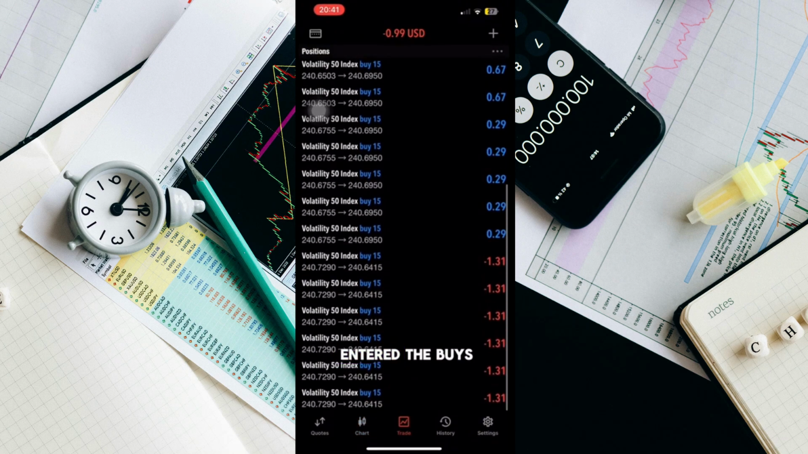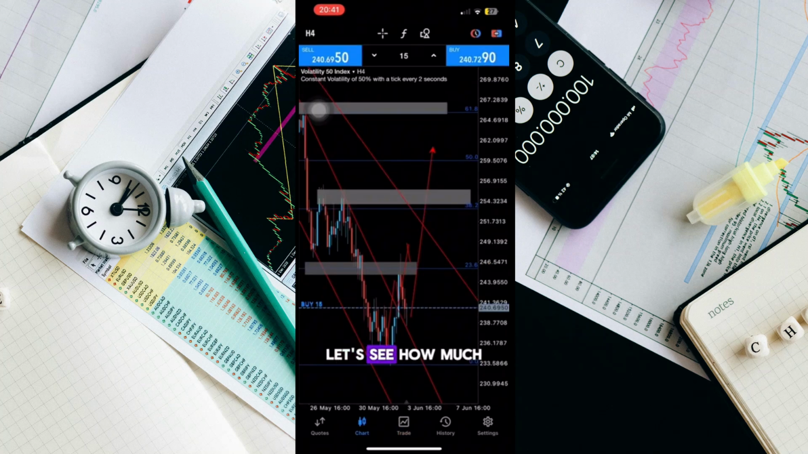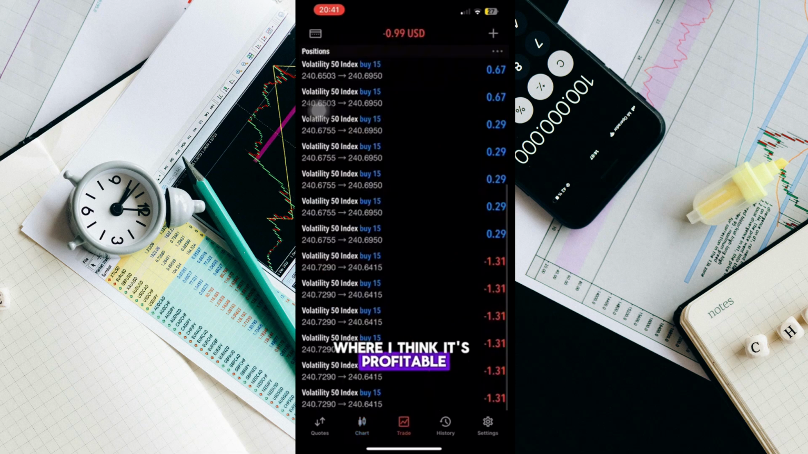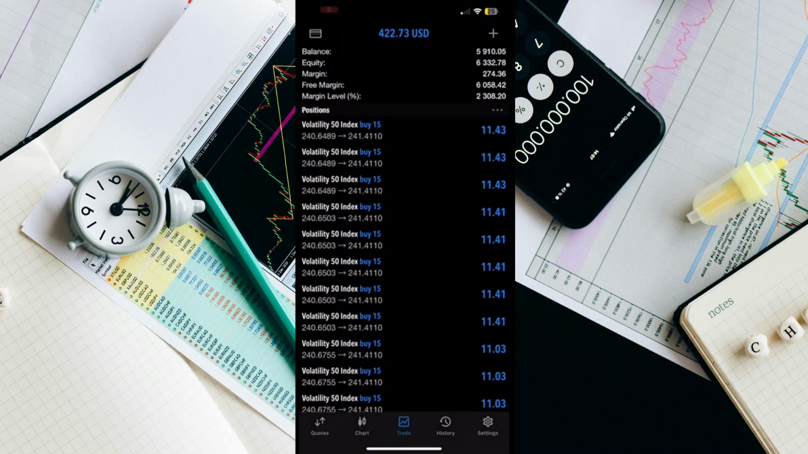So now I have entered the buys. Let's see how much we can get from this one. So this might take days, so I'm just going to hold it to a level where I think it's profitable for me, and then I will leave the market. Sometimes you don't have to be greedy. Now we are in $422 profit and our account is in 6,000.